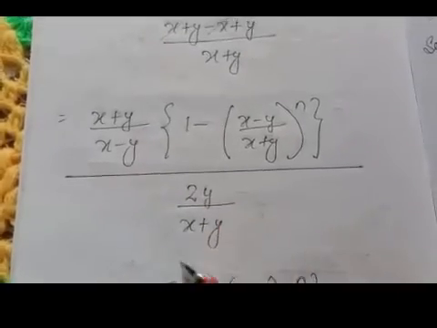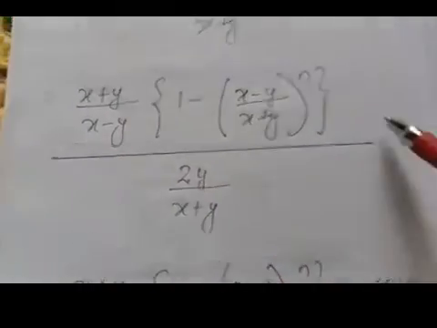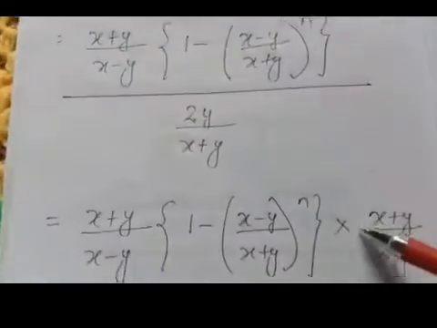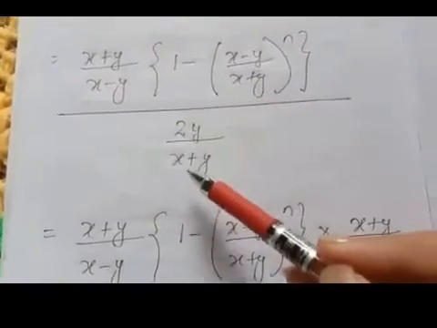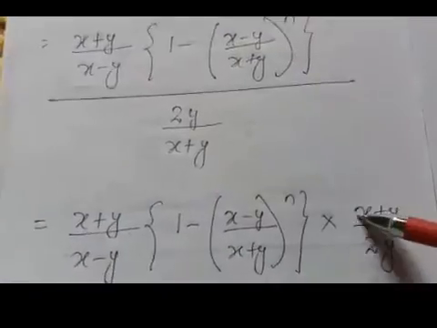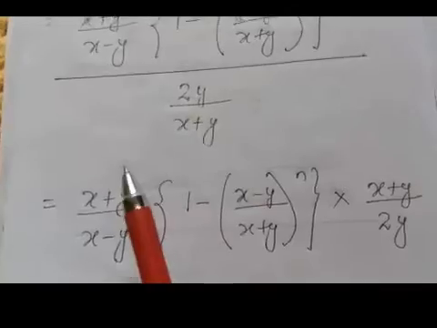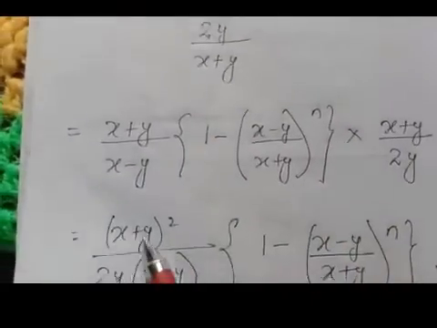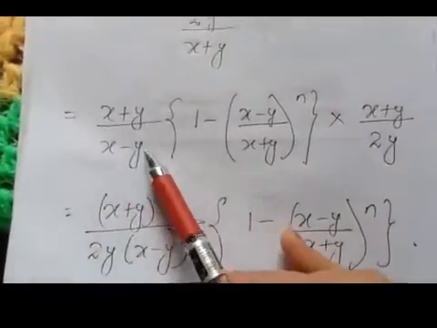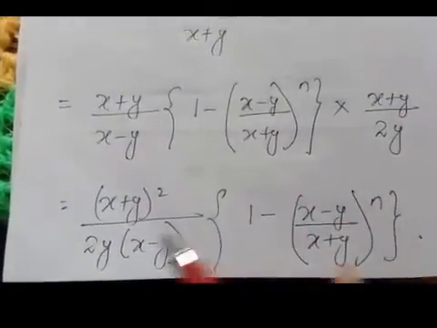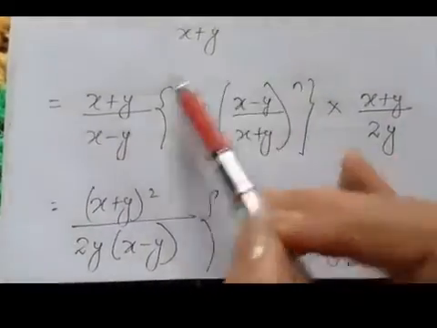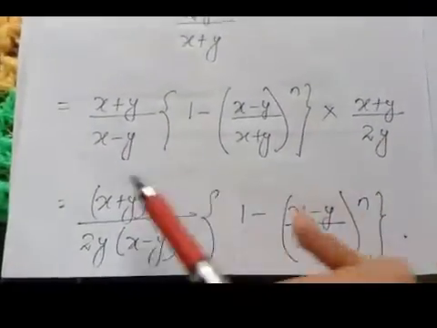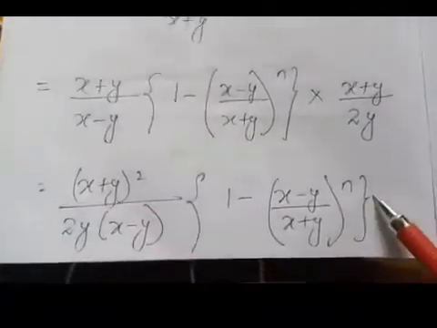Now since this is in the denominator, we will bring it to the numerator, but we have to write the reciprocal. The reciprocal of 2y by (x + y) is (x + y) by 2y. Now we will multiply (x + y) into (x + y), which is (x + y) whole square. (x − y) into 2y is 2y(x − y), and this bracket will remain the same. So this is the sum of n terms of that GP.